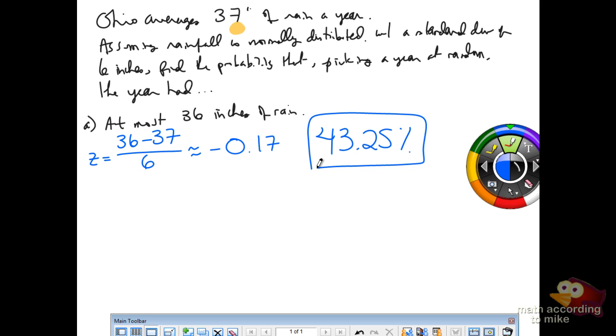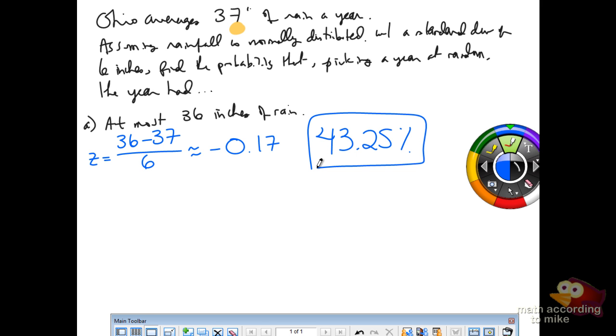So the process is: find your z value, look at the chart. If the chart tells you less than, and you want less than, read it right from the chart. If you want greater than, what do you think you do? No, because the other side also says less than. So let me ask you this: if the probability of picking a year less than 36 is this, how do we figure out greater than? Subtract it from 1 if it's a decimal, or subtract it from 100 if it's a percent.